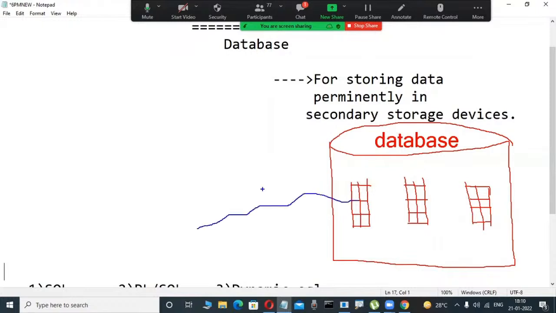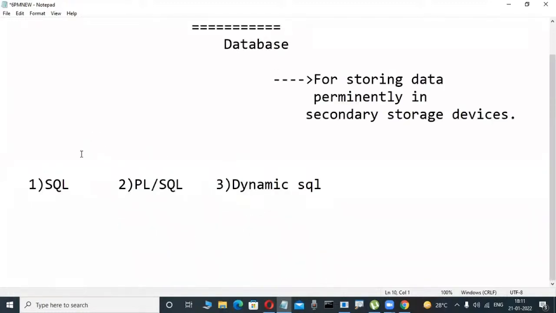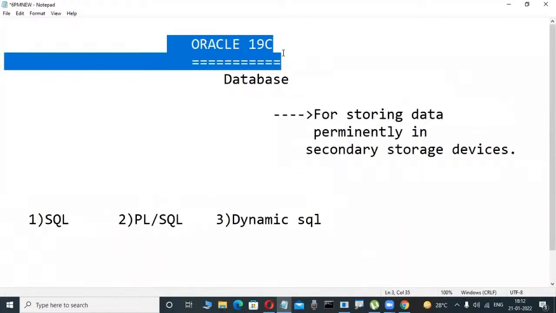We operate on this data using SQL, structured query language. Up to this point I told you yesterday, just a small thing. If you want to operate this Oracle software, we use SQL, structured query language. Another language is PL/SQL, procedural language extension for SQL. Another is dynamic SQL. Through these three languages, we operate this Oracle software in your companies.